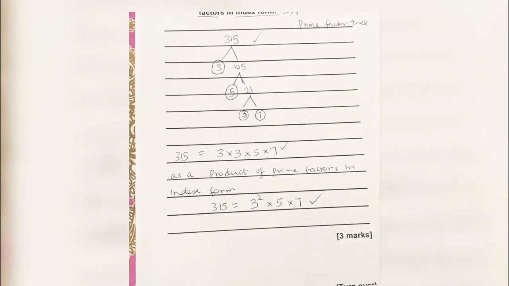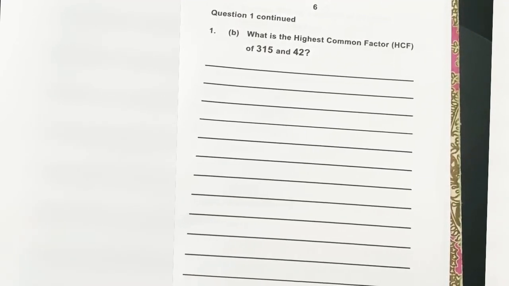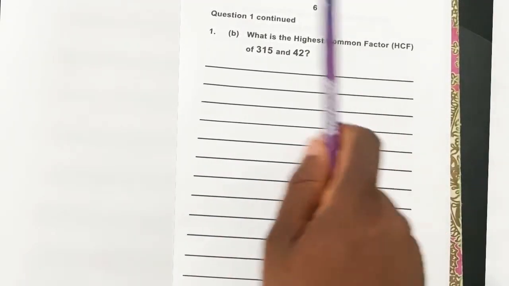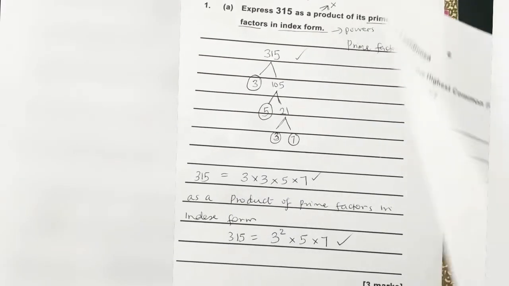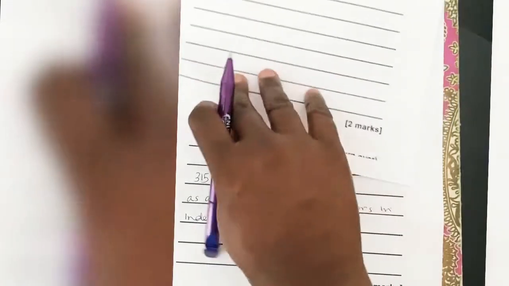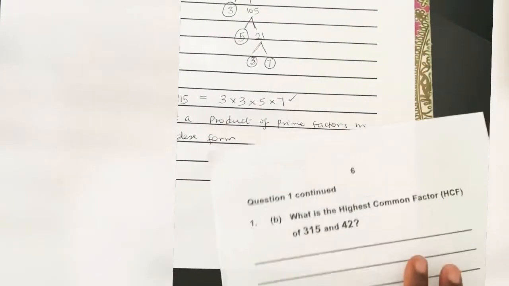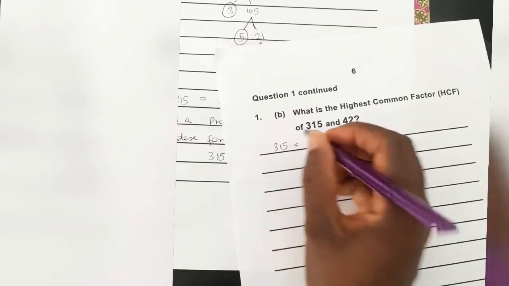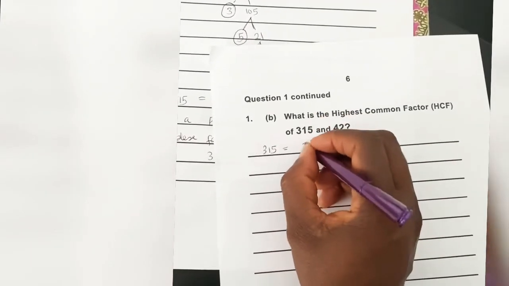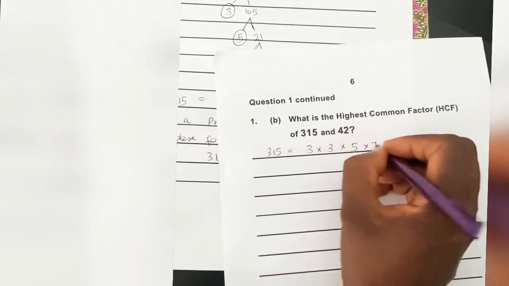Now question 1b says to write the HCF of 315 and 42. We're going to use our answer from question 1 to work this out. We've already got 315 to be equal to 3 times 3 times 5 times 7.